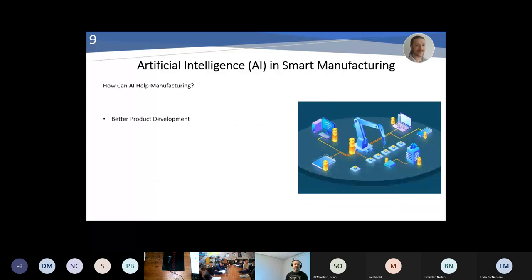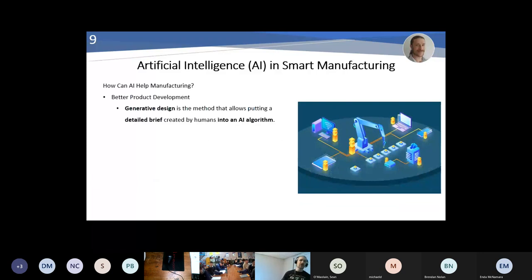So, better product development then. We can talk about generative design as a method that allows putting a detailed brief created by humans into an algorithm. You feed the algorithm with a bunch of different information, such as resources, budget, time, all of these things, and you get the algorithm to process out all the different ways that you can achieve your goal, and then it can narrow down that strategy to one or two good ideas, and then present those good ideas for humans to decide on which route to take at that point.